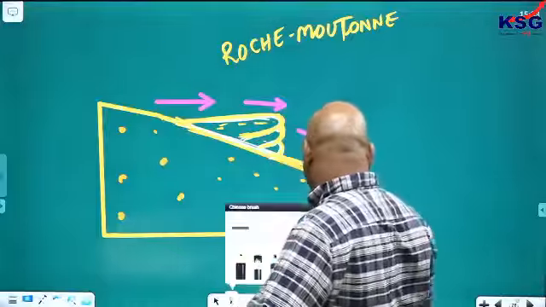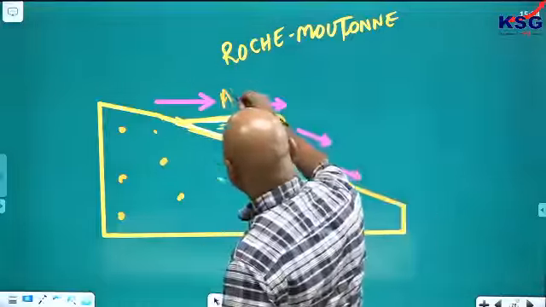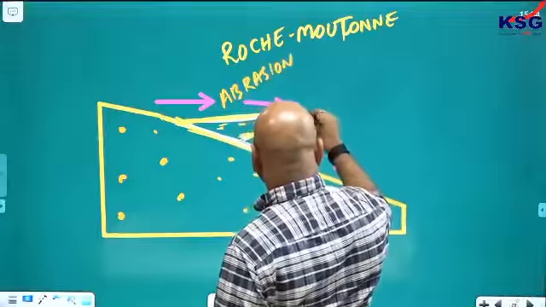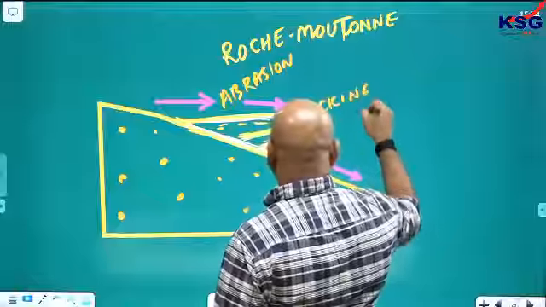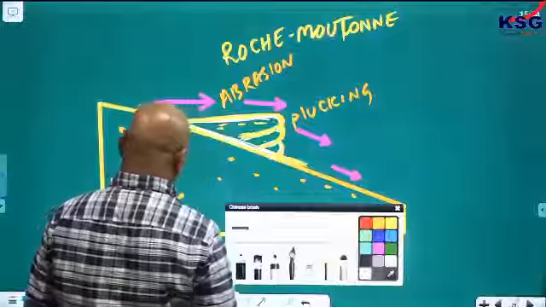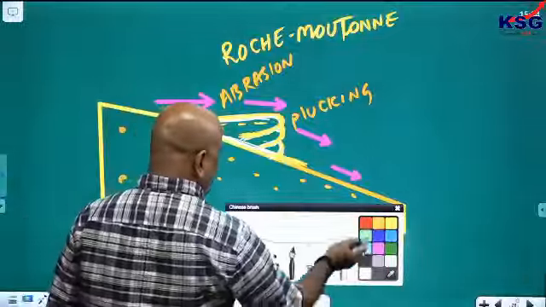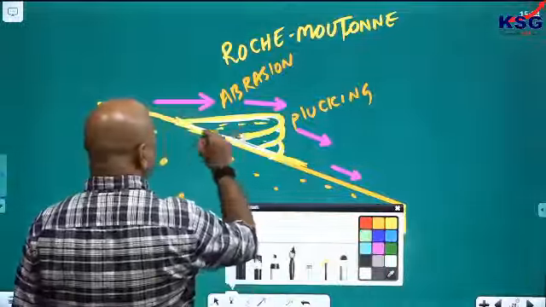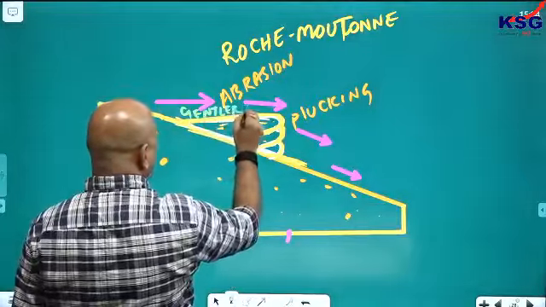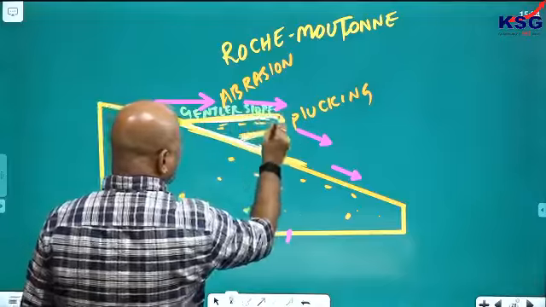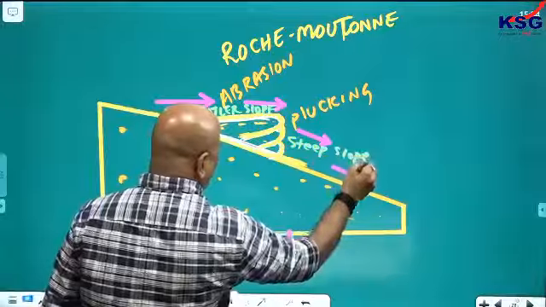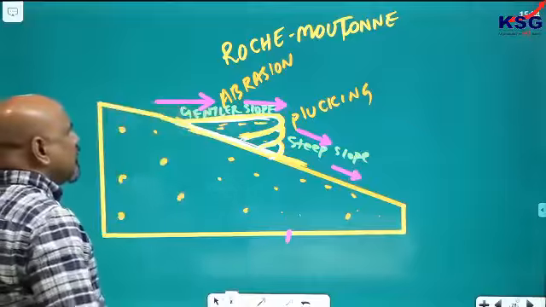This side you have abrasion dominating, and here dominance of plucking, due to which a peculiar landform develops here, with one side at a gentler slope and this side at a steep slope. They are called what? Roche moutonnée.